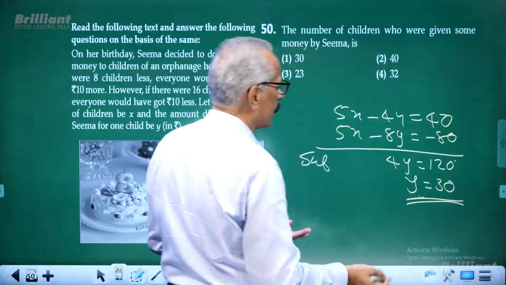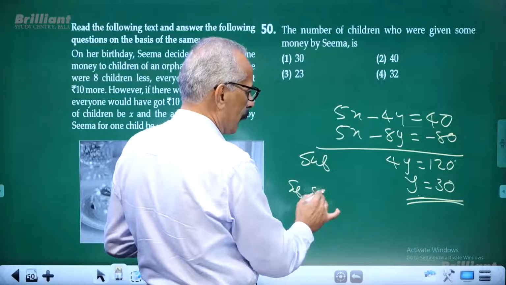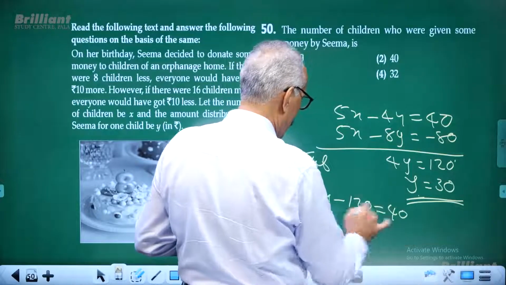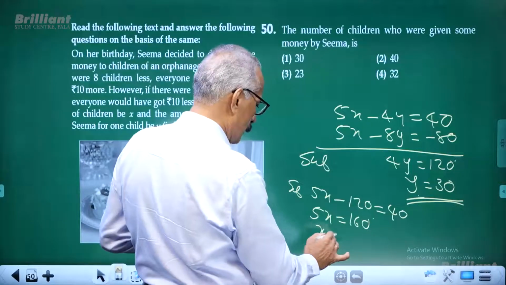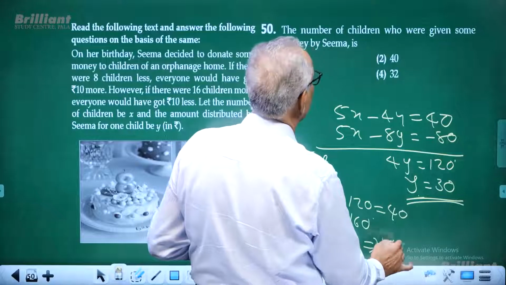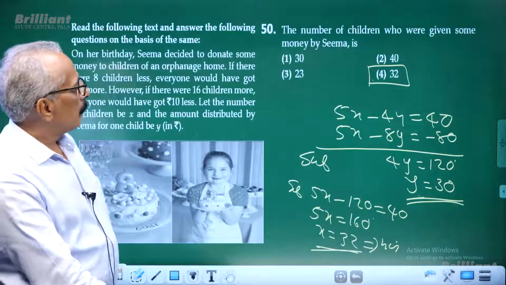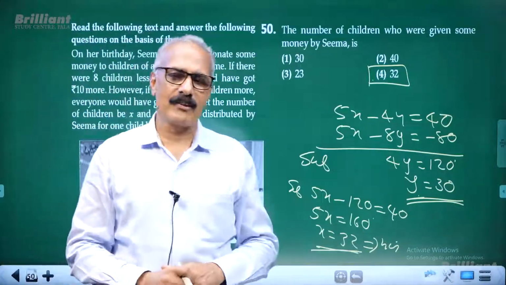So per child it is 30 rupees. What do we need? x. Substituting, 5x minus 120 equal to 40. That is 5x is equal to 160, so x is equal to 32. This is the number of children. 32 is the number of children given money. Okay, 32. That is all the 50 questions we have.